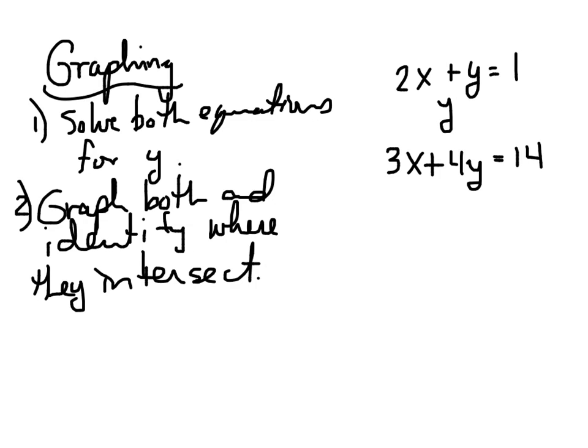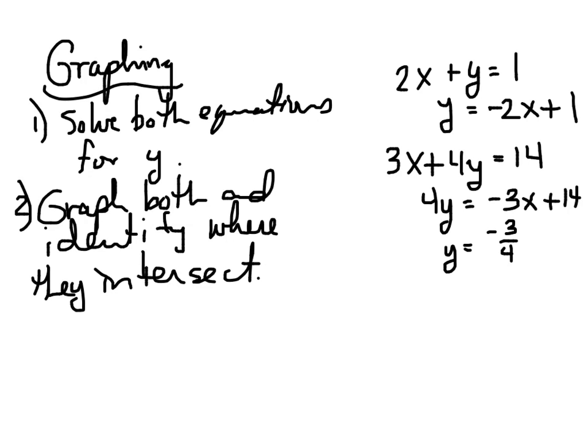Subtracting 2x again, I get y equals negative 2x plus 1, so that's in slope-intercept form. If I subtract 3x and then divide by 4, I get negative 3/4 x, and then 14 over 4 is going to reduce down to 7/2, or 3.5, or whatever way you want to plug it in.